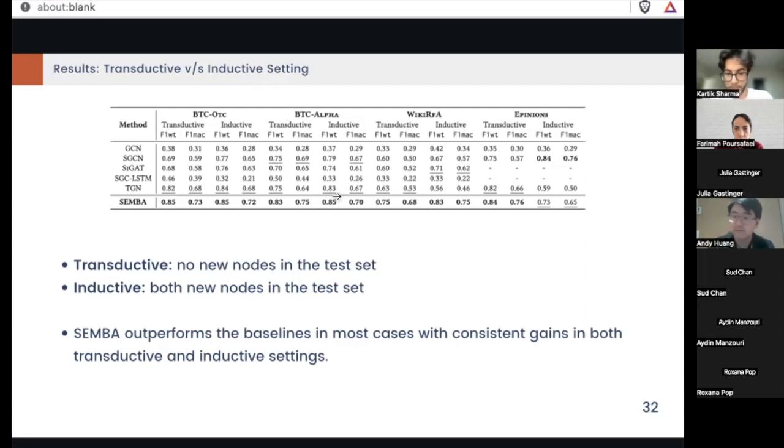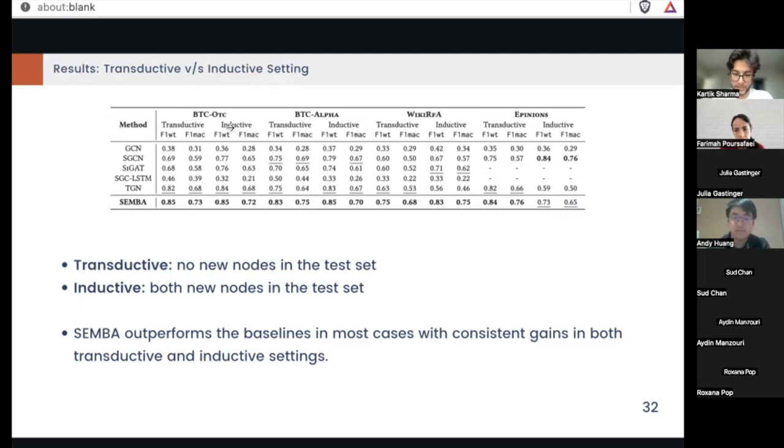Yeah, that could be possible indeed, because we do see that TGN does not do as well in inductive settings for both WikiRFA and Opinions. So it is interesting, and it could be that the global information is useful here.